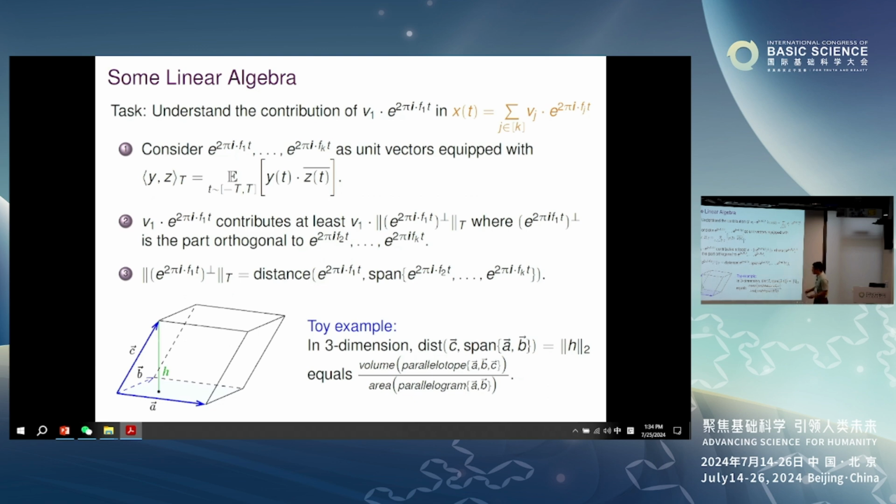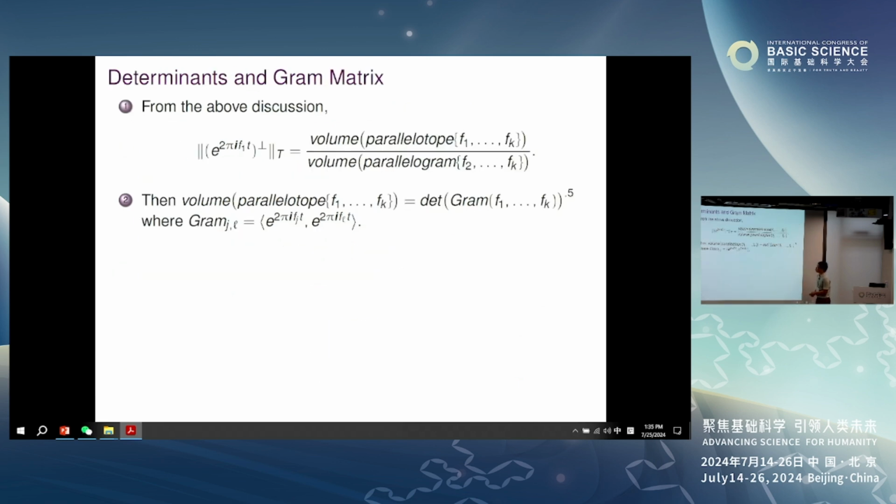There's one way to compute this distance. For example, in 3 dimensions, the distance h of vector c to the hyperplane spanned by vectors a and b is the volume of the parallelepiped divided by the area of the parallelogram. This is what we know from elementary school. The volume of this 3-dimensional body divided by the area of this parallelogram will be the height, which is essentially the distance from c to a and b. This is what we want to use.